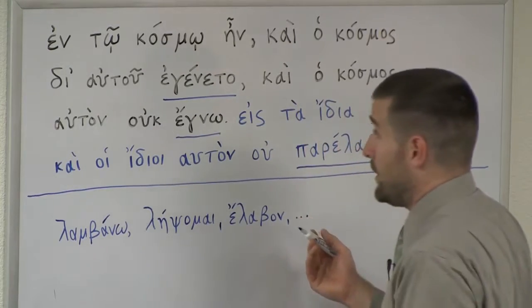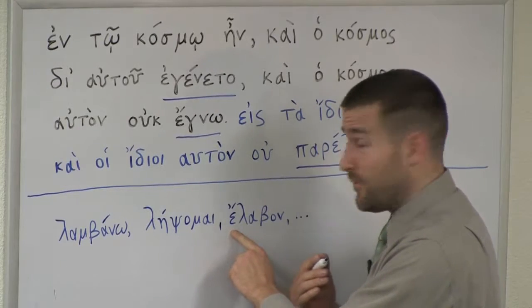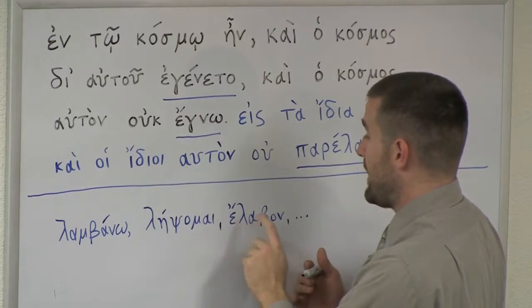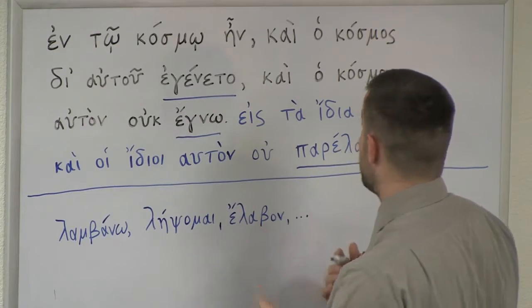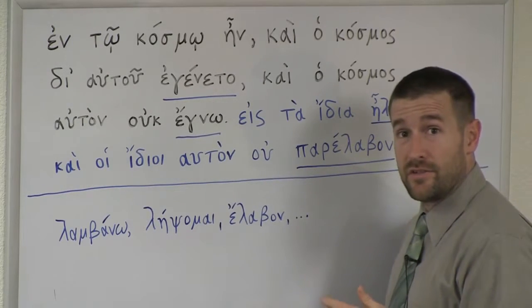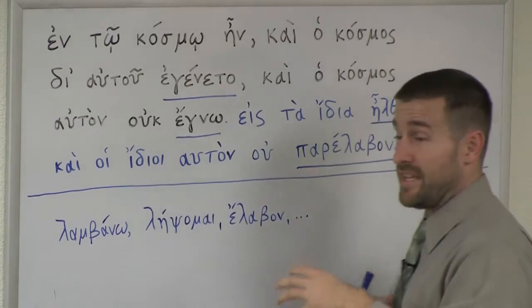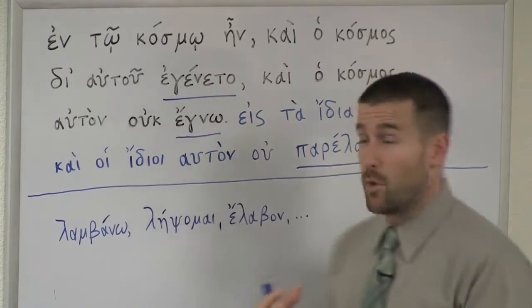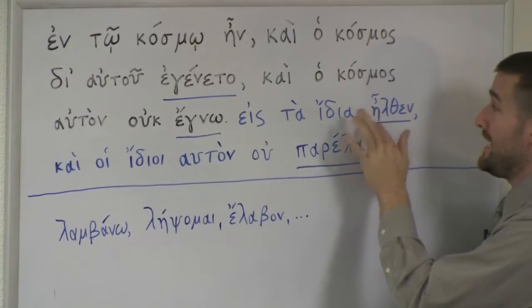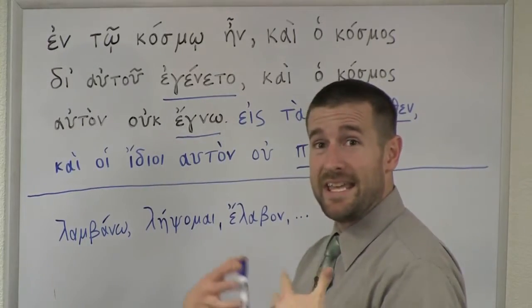So again, we see the telltale epsilon being added onto the front of the word. So we've got here egeneto, egno, elavon, and it follows that same pattern. Now, sometimes the initial letters of the word, if they're vowels, will morph into the eta. So here it starts with eta instead: ilthen. Erchome becomes, in the aorist definite past, ilthen.